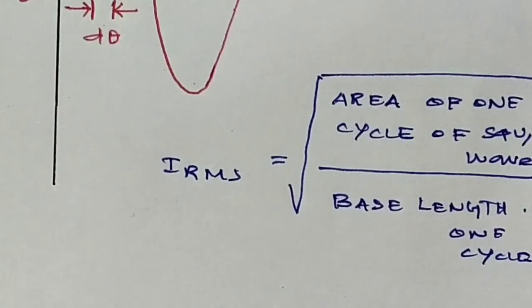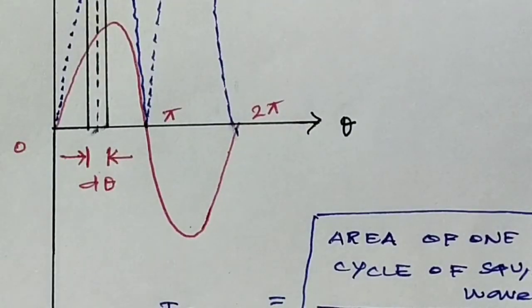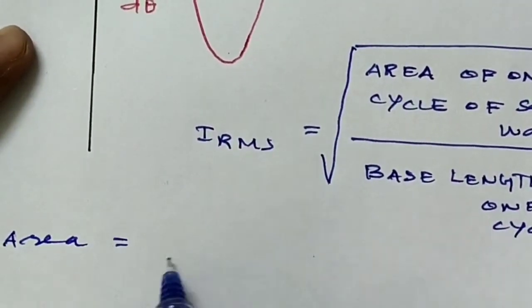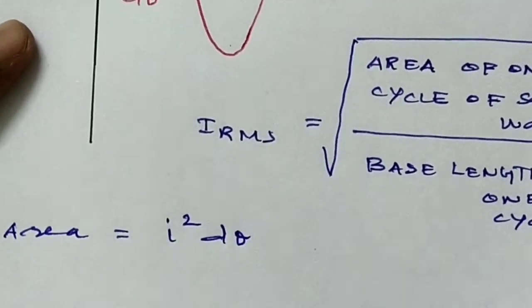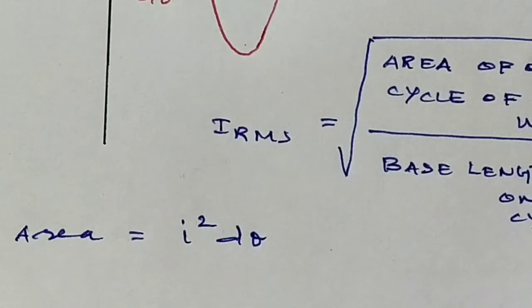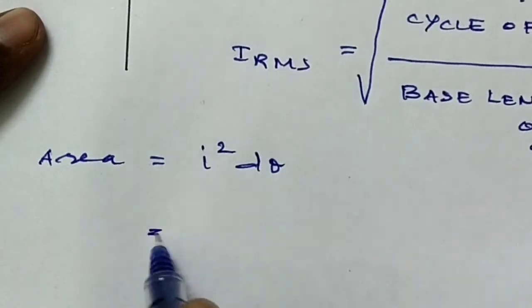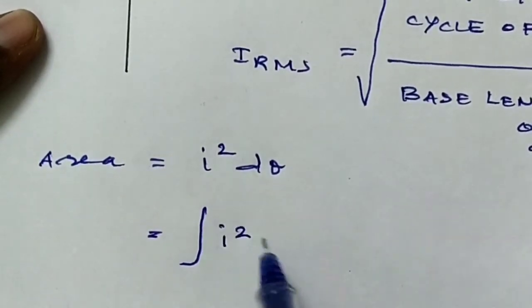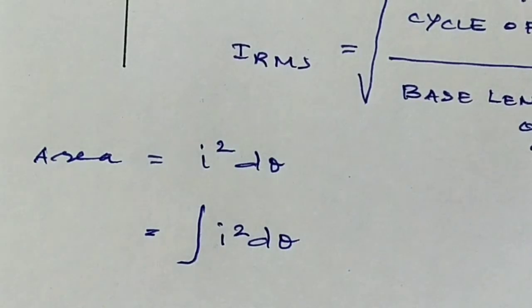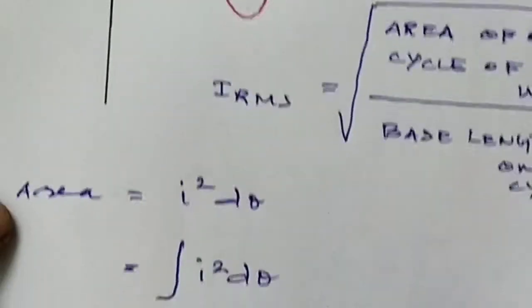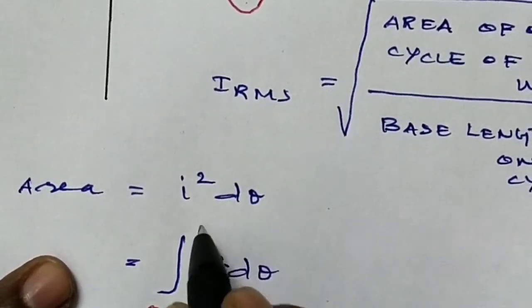Now consider the elementary strip. The thickness is d theta, and the mid ordinate of the element is I squared. Now find the area of the element: it is I squared d theta. The area of one cycle of the squared wave is the integral of I squared d theta over one cycle, 0 to 2 pi, covering one positive and one negative half cycle.